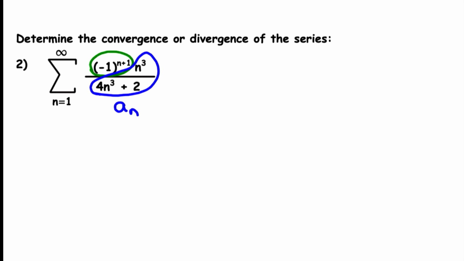Once again, the a sub n is the rest of it, not including that green alternating component. We have two things that we have to decide. Is a sub n heading towards 0 as n grows larger, as n becomes infinity? Is that heading towards 0? And the answer is no, it is not. It's heading towards 1/4. And so therefore it's not going to be an AST question.